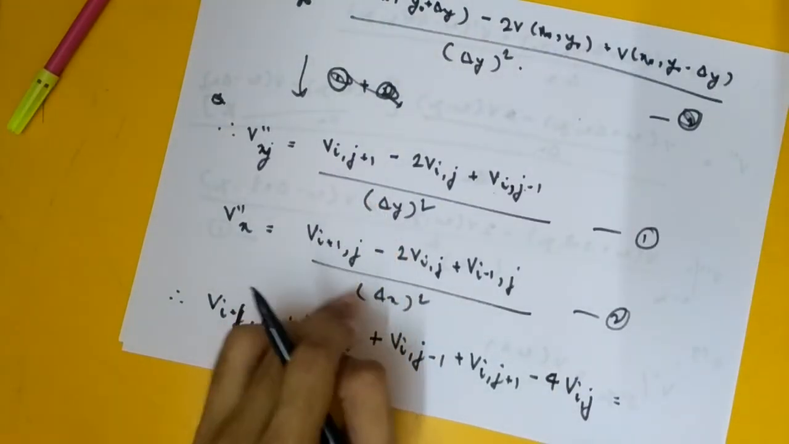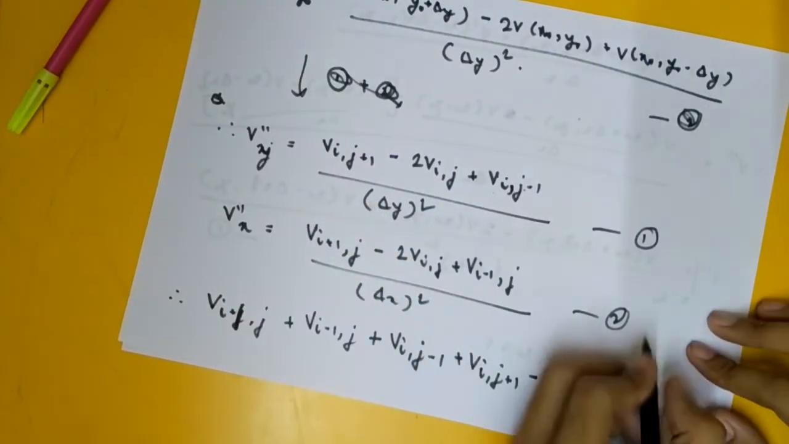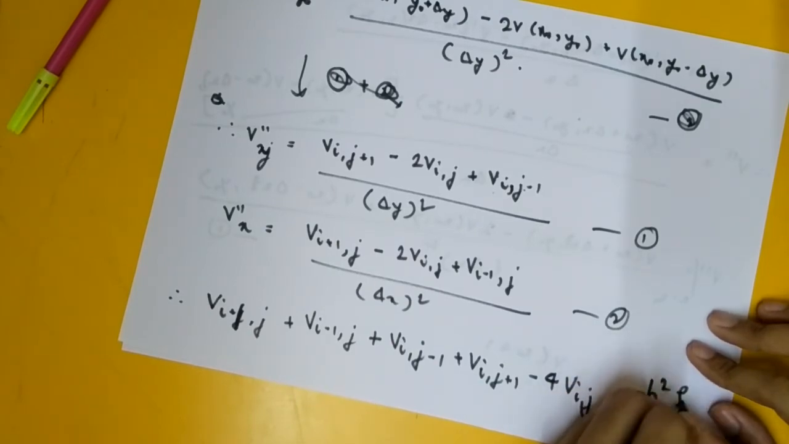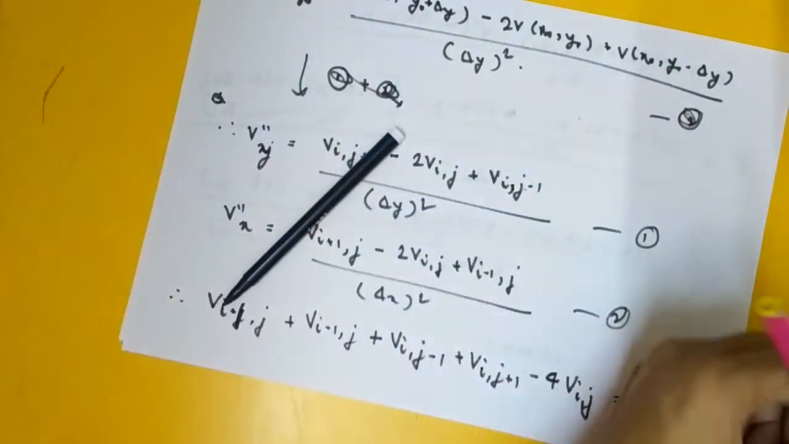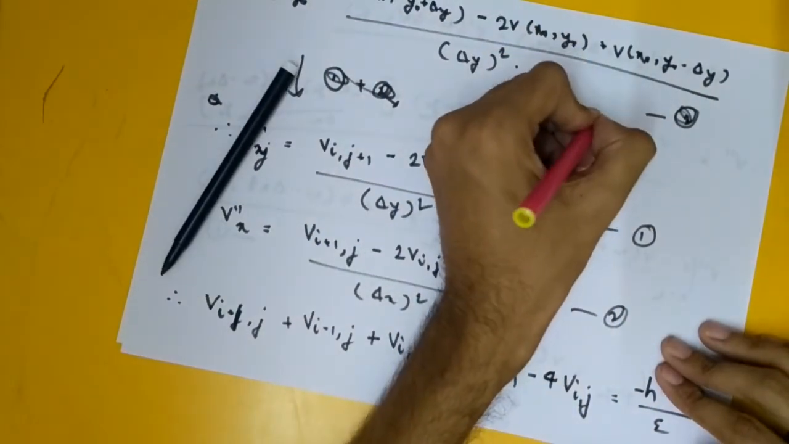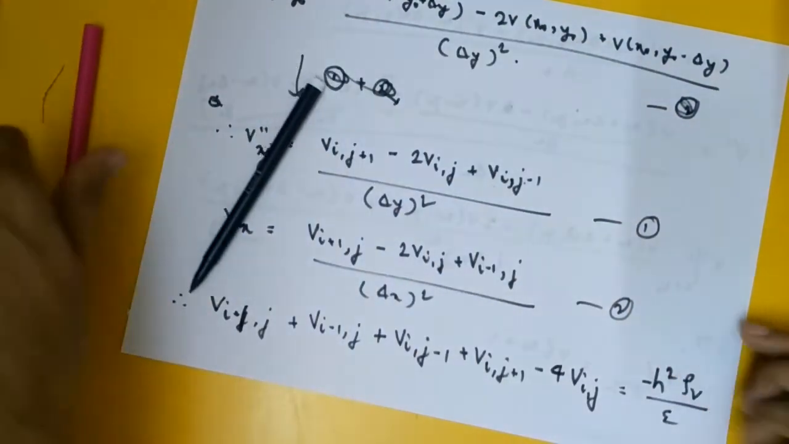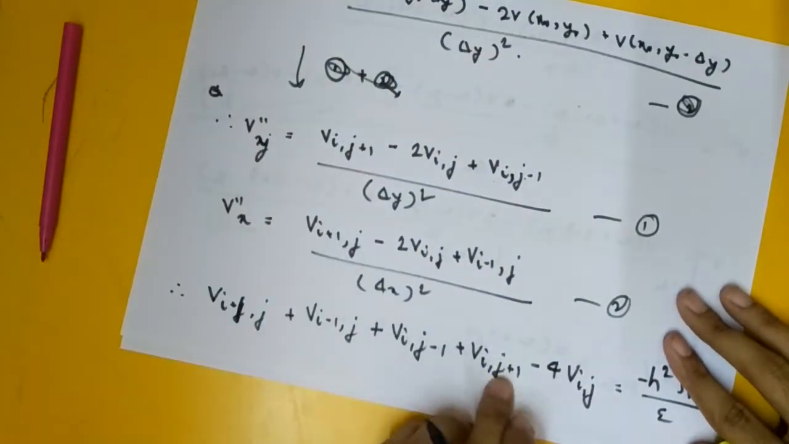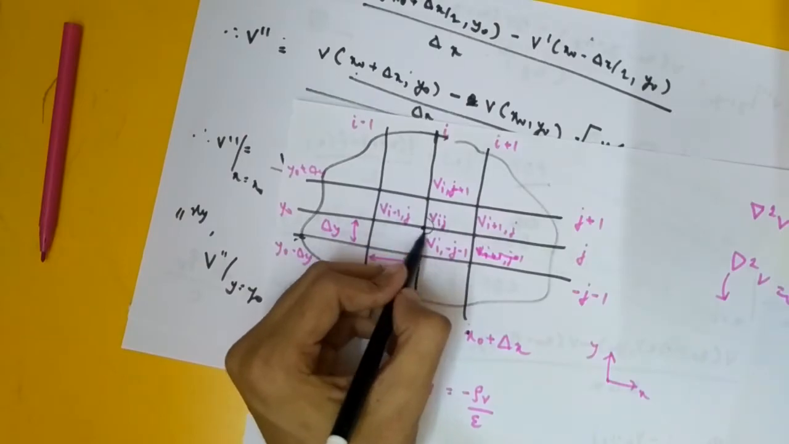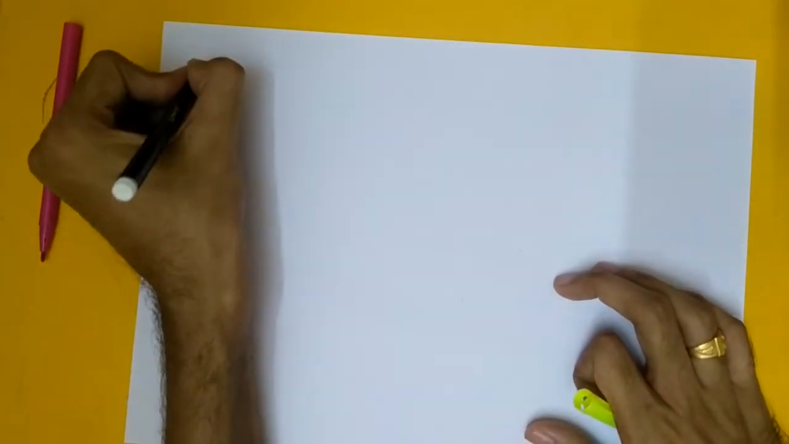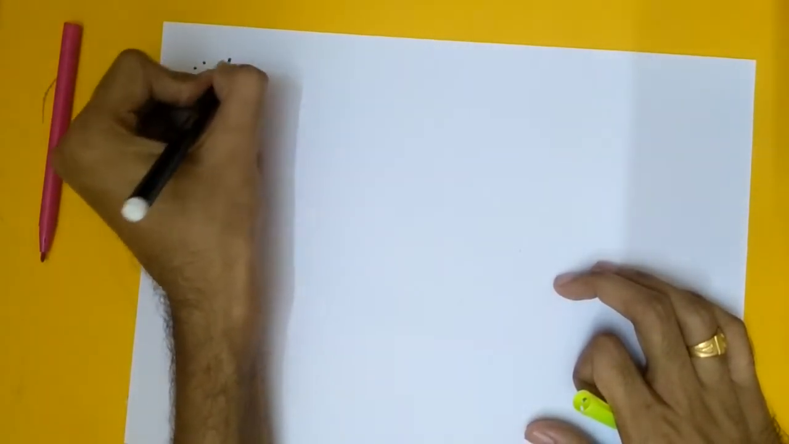So let's say delta x equal to delta y equal to h. So what will come after solving? Minus h square rho v by epsilon. So what is h called? So I can further simplify this. What I have to find is this potential v i comma j, right? So find v i comma j. So I'll directly write the expression because the derivation is not there in the exam.